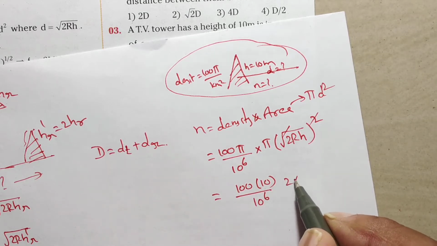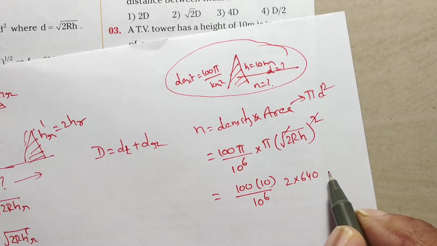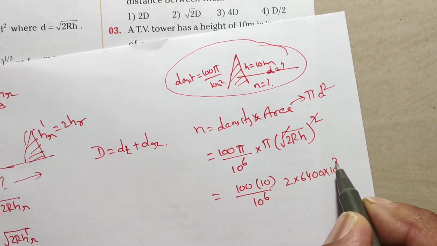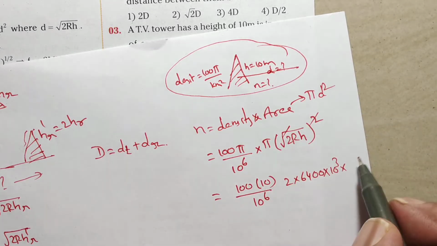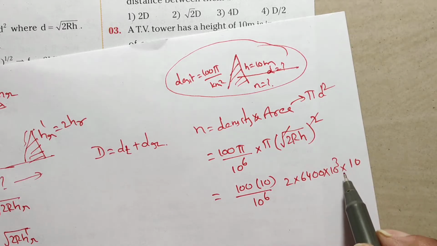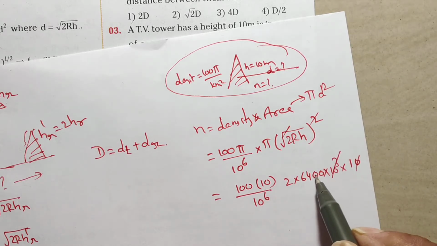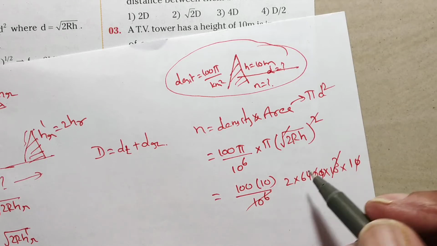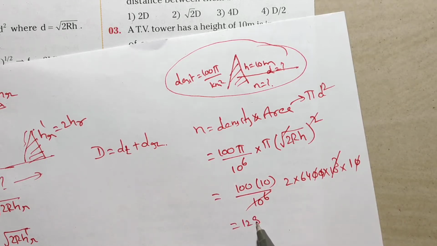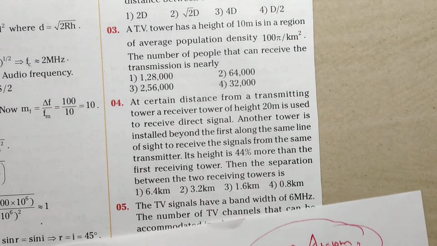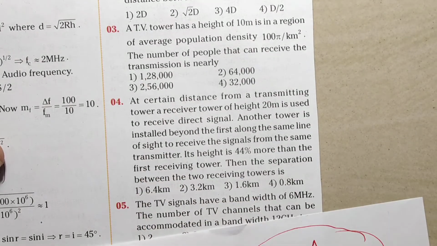Now pi into pi square, 100 pi square means 10. Now 2 into r, 6400 kilometer means 10 to the power of 3. Height is 10. Now the 10 to the power of 6 gets cancelled. 2 into 64, 128. 128,300. Which option is correct? First option is correct.